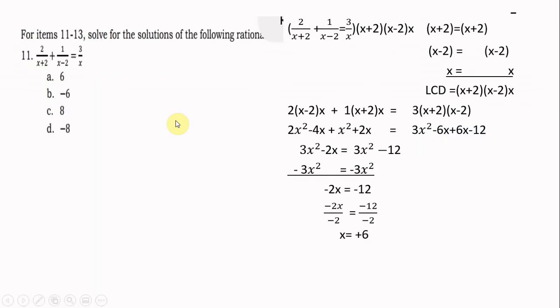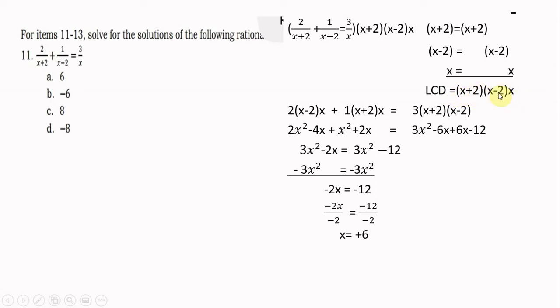Okay, next, the solutions of the following rational equation. So 2 over x plus 2 plus 1 over x minus 2 is equal to 3 over x. Now, to solve this, let's find out the LCD. And to find the LCD of the three denominators, let's have here x plus 2, x minus 2, and x. So these are all prime. So therefore, the factor is x plus 2 itself. And bring down x plus 2, bring down x minus 2, and x. So therefore, the LCD of these three denominators is x plus 2 times quantity x minus 2 times x.